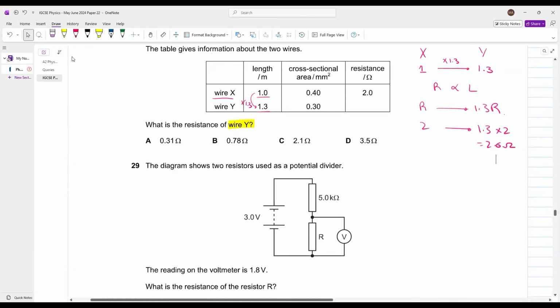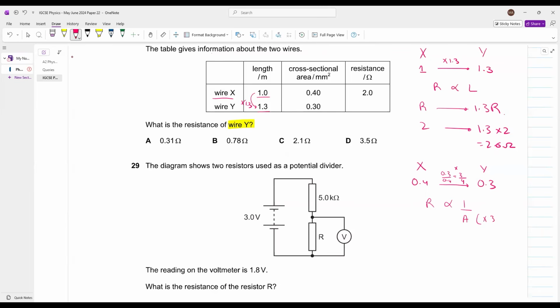The story is not finished. What about area, sir? Can you realize X का area is 0.4, Y का area is what? 0.3. By what factor has the area increased? 0.3 divided by 0.4 is equal to 3 over 4. So area has increased by a factor of what? 3 over 4. क्या आपको ये बात याद है? Resistance is inversely proportional to area.